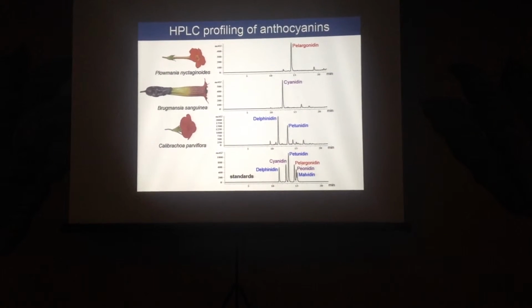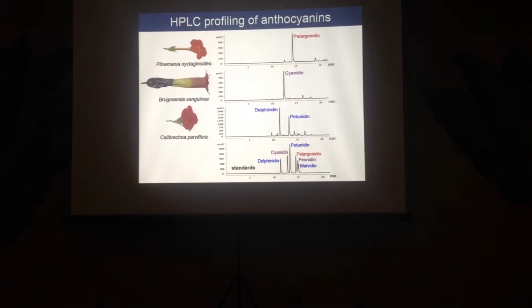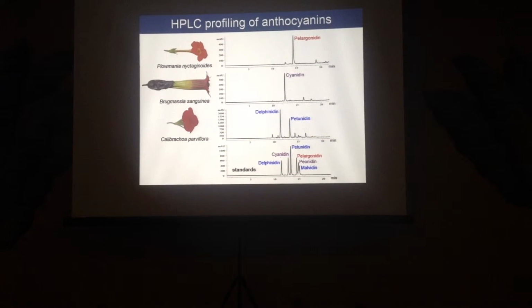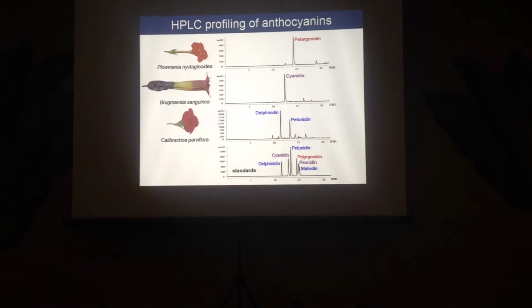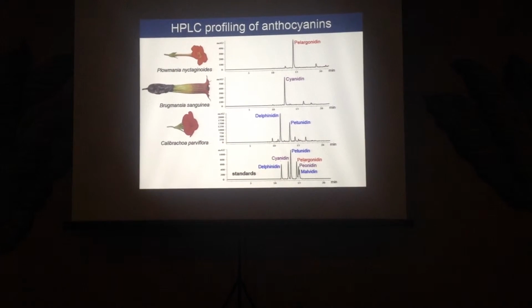Okay, so let's see what's in there. We used HPLC to profile these different anthocyanins. The previous slide just showed the three classes, but in truth, those classes have subgroups and subgroups and subgroups. We basically colored them so the blue anthocyanins are in blue, the purple ones are in purple, and the red ones are in red.